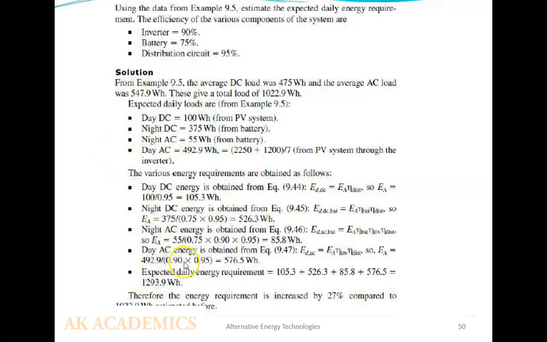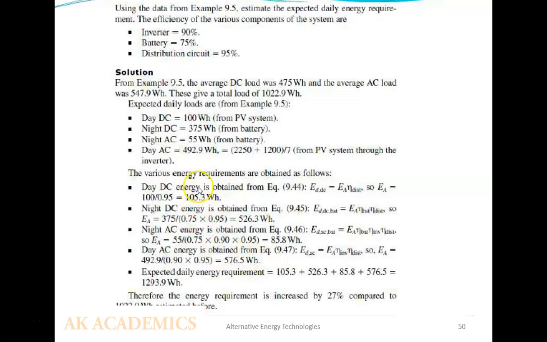Okay, so what we find out is that we have the same equation. The daily AC energy will be equal to the energy requirement of the AC appliances multiplied by the efficiency of the inverter and the efficiency of the distribution circuit. If you make EA the subject of the expression, it gives us 492.9 divided by 0.9 divided by 0.95, and that gives us 576.5 watt hours.